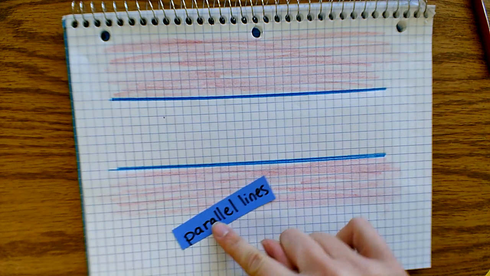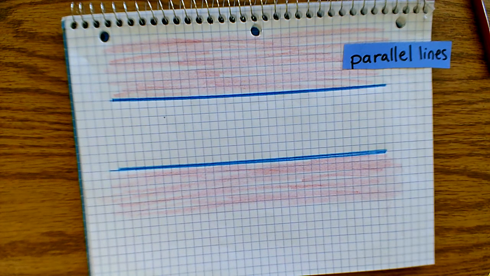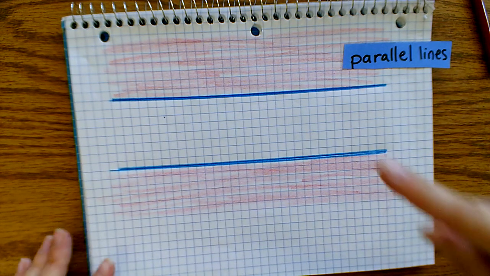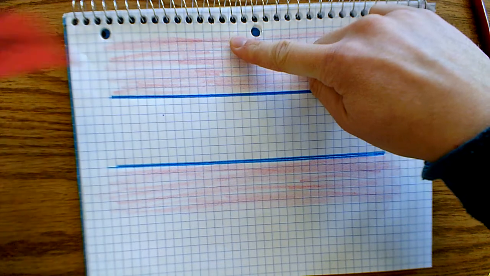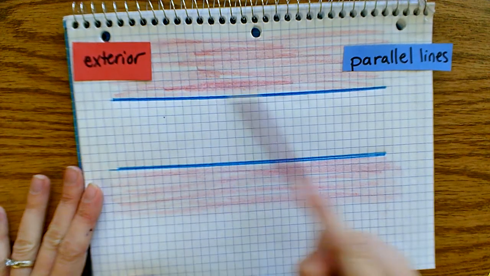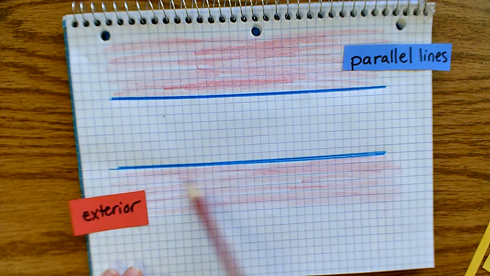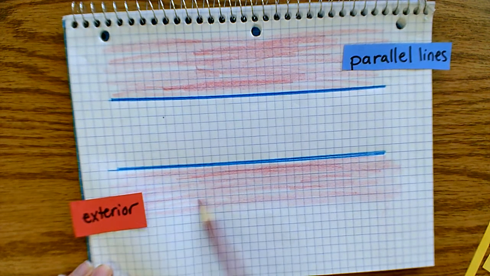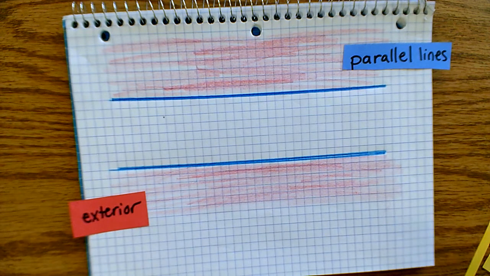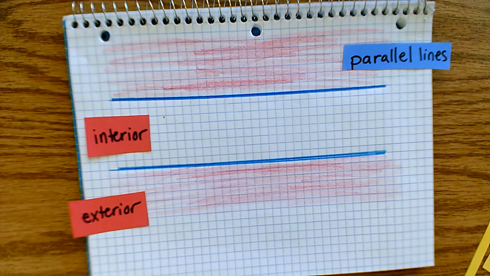It's just an ordinary day, and I've got two parallel lines on my paper. Now these two parallel lines create a few different types of spaces. We've got the exterior space, which I've shaded red. Here, I can shade that a little darker. And then we also have exterior space down below. We also have the space between the two parallel lines called the interior.